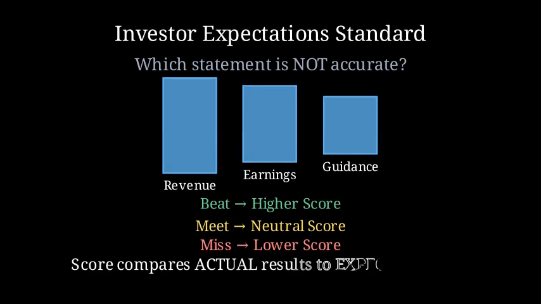Let's restate the key idea. The investor expectations standard measures how actual results compare to expected results. If the company beats consensus expectations, the score improves. If it meets expectations, the score is steady. If it misses expectations, the score drops.